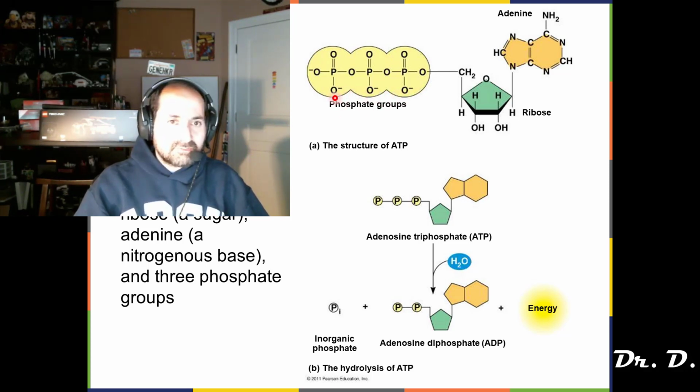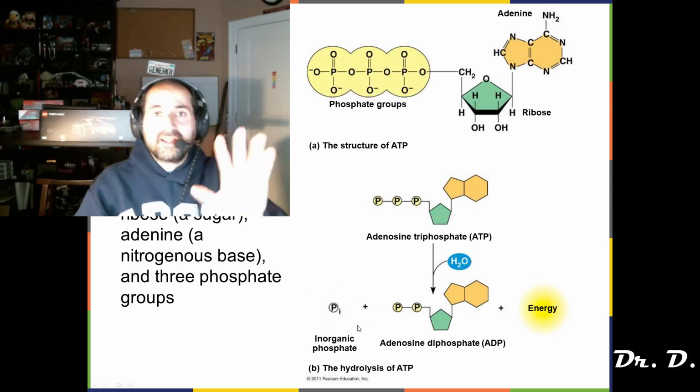They do not want to be right next to one another. So what happens if you hydrolyze the terminal phosphate? What does that mean? That means use water, see? Use water to attack the bond between the last two phosphate groups. You see what that does? That releases one of the phosphate groups. Now you have what's called ADP, adenosine diphosphate, because it has two phosphate groups. One phosphate group went flying off.